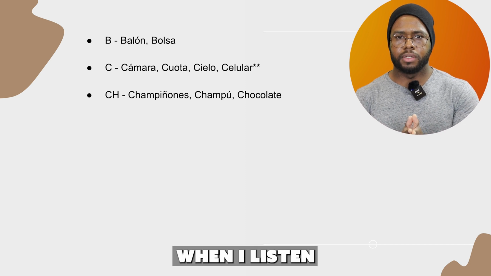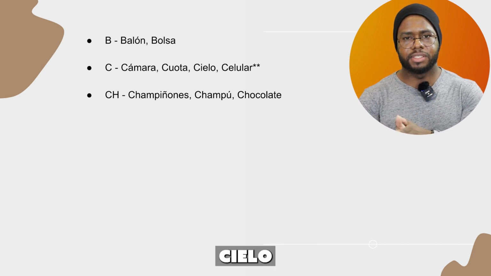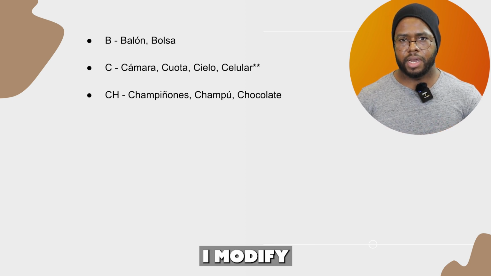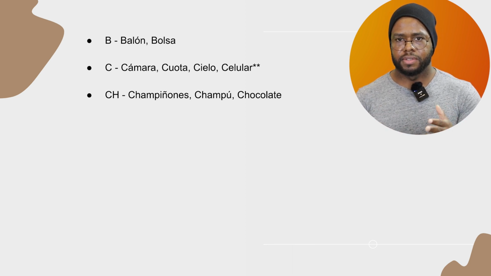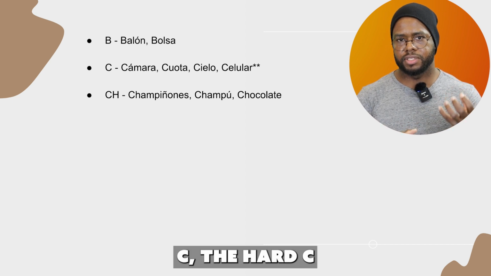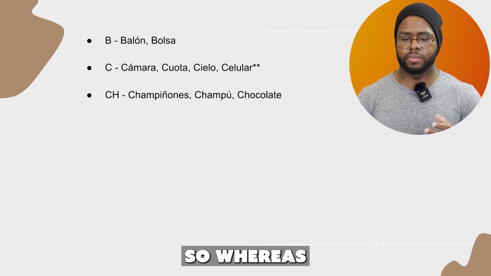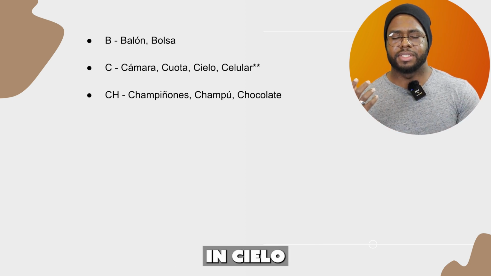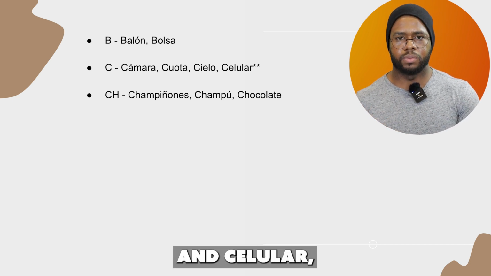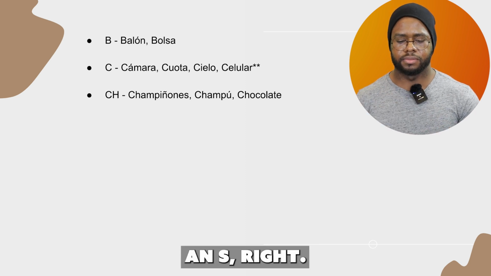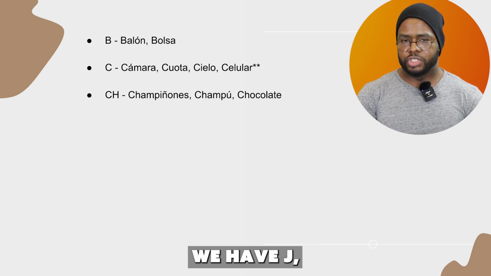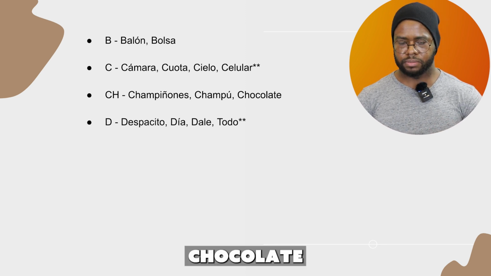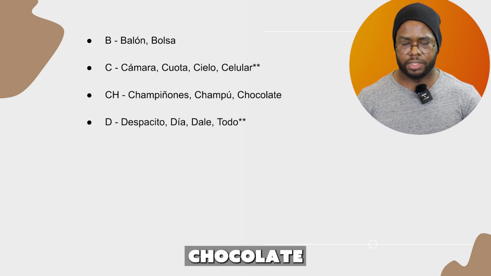But then listen to the pronunciation of these words, cielo and celular. So E and I modify the sound of the C, the hard C, to like an S sound. So whereas in cámara, you have the K sound, in cielo and celular, it sounds like an S, right? We have che, which is just like in English, so champiñones, for example, champú, chocolate.